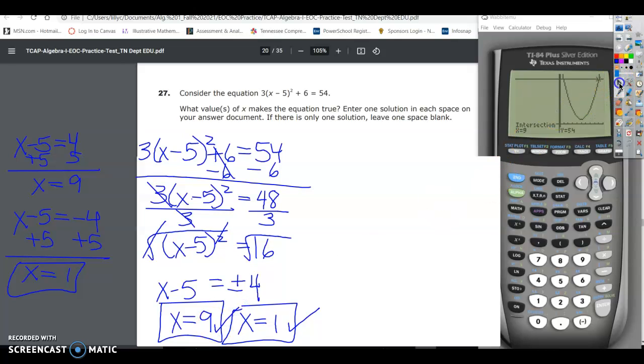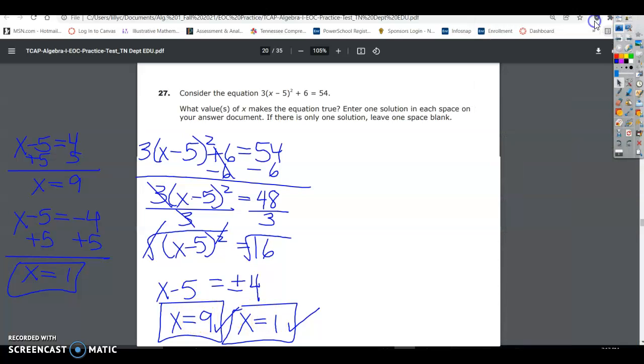So there's two ways to find the answer. It says what values of x make the equation true. x equals 9 and x equals 1.